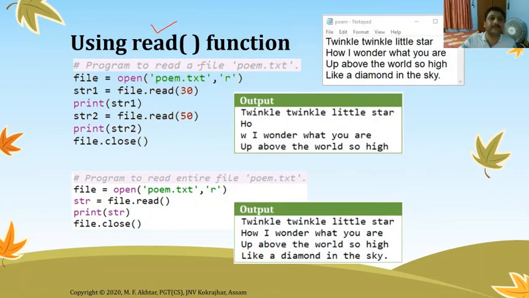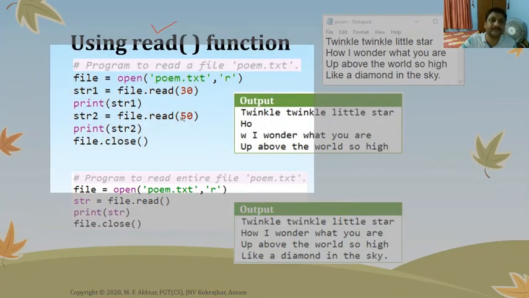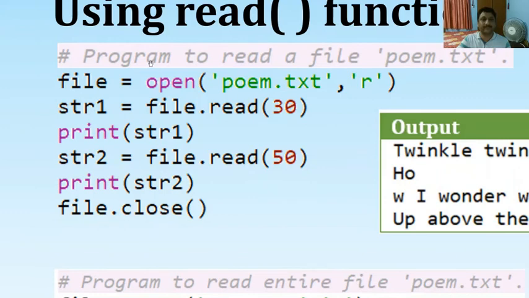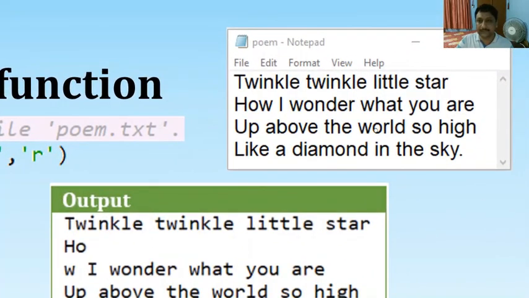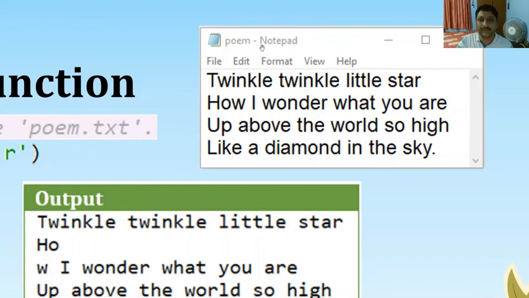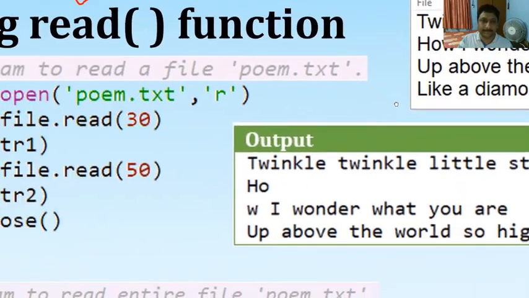See the program, so many programs are there. In the first program, see what is given here. File open poem.txt. One poem.txt file is already created using Notepad. This is the file poem.txt, and these four lines are given here. It is a poem, and we are familiar with this poem.